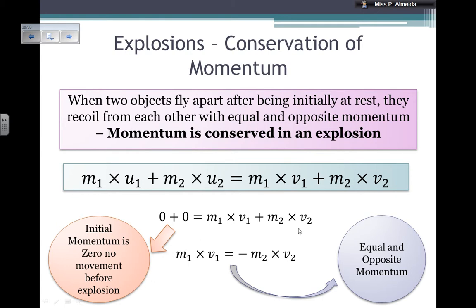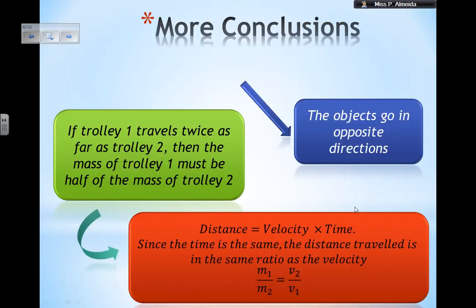Then I can move this around. I'm going to move everything that is about mass 1 or object 1 to the other side. And I end up with mass 1 times velocity 1 equals minus mass 2 times velocity 2. This shows that my momentum is equal and opposite, okay? So I have an equal and opposite momentum. That's what happens whenever you have two objects that are first stationary and then they interact in such a way that they both move away from each other.